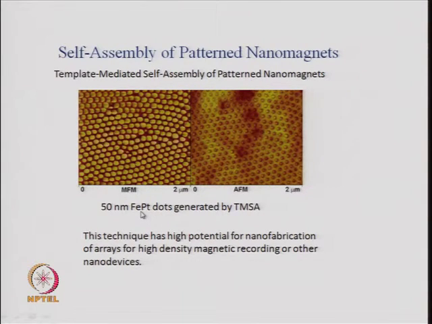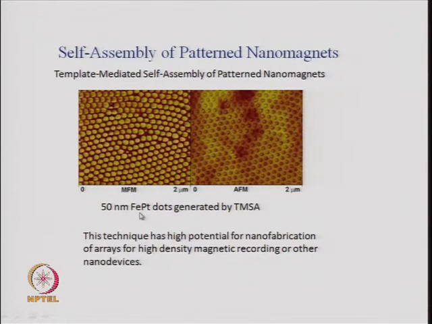Iron platinum in the bulk is a hard magnet. It is a magnetic substance, has a high magnetization, a high remanent magnetization, and a high coercive field, and that is why it is a strong magnet or a hard magnet. And when you make a surface out of small, nano sized particles of iron platinum, you have a pattern of nano magnets. So, that is what we are discussing here, a self assembly of patterned nano magnets.